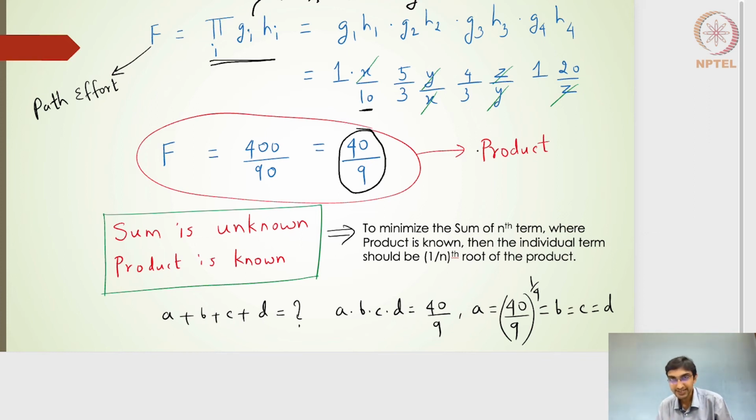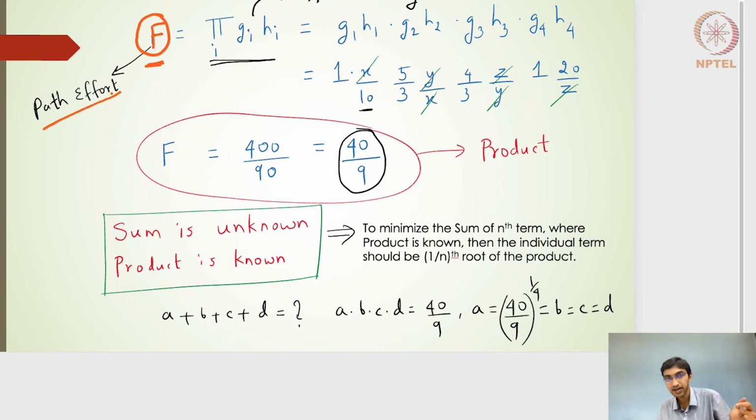So we have got a product now of all this GiHi, and there is a new definition for this called the path effort. If I do a product of all the individual stage effort delays, right? What is an effort delay? It is nothing but GiHi. That's an individual stage effort delay. So if I do GiHi and then multiply with all the stages, I will get a definite value, and that we will call an F value, capital F value, which is nothing but the path effort.